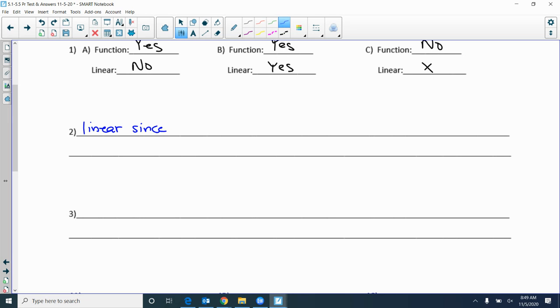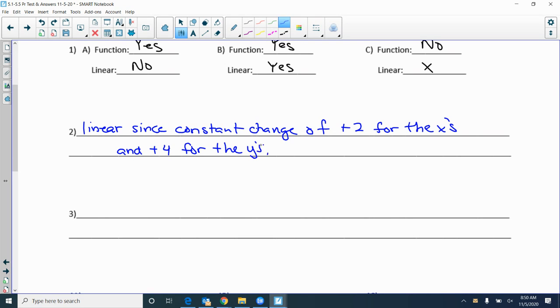Linear, since constant change of +2 for the X's, and +4 for the Y's. Okay, so yes, it's linear. That's what you're looking for. You really need to make sure that you look this over, especially before the test tonight, and then look it over in the morning or whatever you need to do to make sure you got a good idea what's going on.